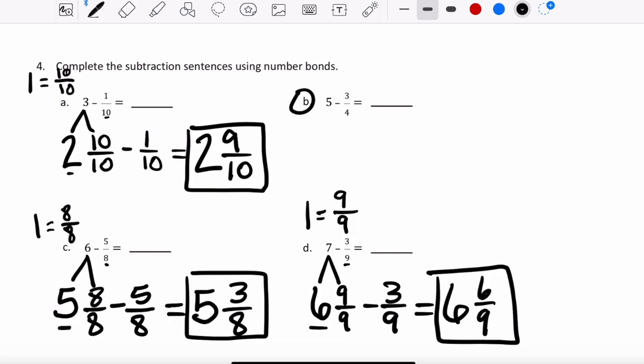Okay, you're going to do problem B on your own. Remember to break apart your whole number. And remember that that 1 that you take away is going to equal a fraction. So think of your denominator.